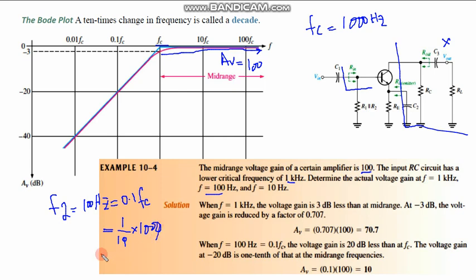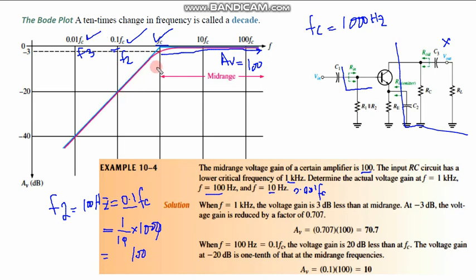So this is equal to 100, which is 0.1 FC, this is F2. Similarly, you can prove this for a further reduction by a factor of 10, to 0.01 of the cutoff frequency. This would be F3. The question requires the reduction in the voltage gain at this frequency, at this frequency, and at this frequency.